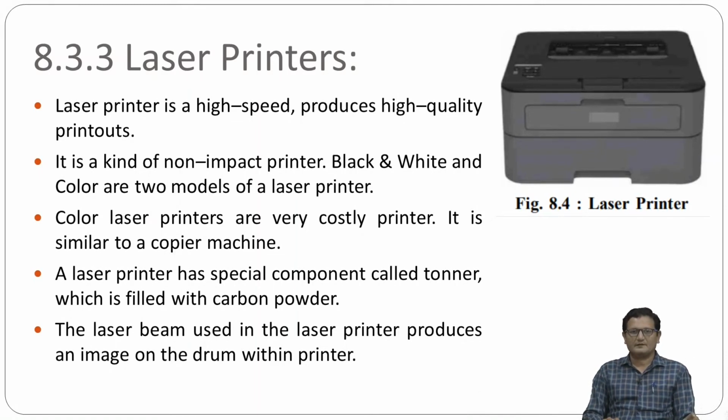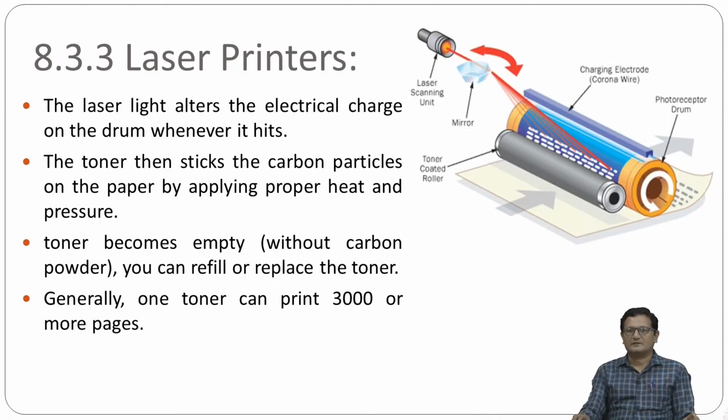So see here, there is carbon powder, toner, a photoelectric drum, laser light, and a mirror. So different components are there. Now see what happens. Initially we apply an electric charge on the photoelectric drum, so the entire drum gets charged. Now with the help of the laser and mirror, the mirror is usually a prism kind of thing, whatever character we want to print will be shaped on the photoelectric drum.